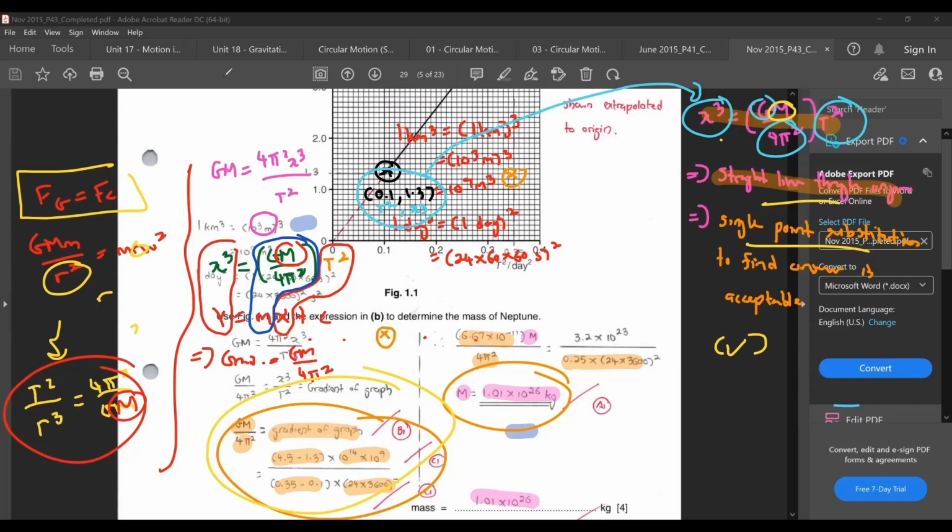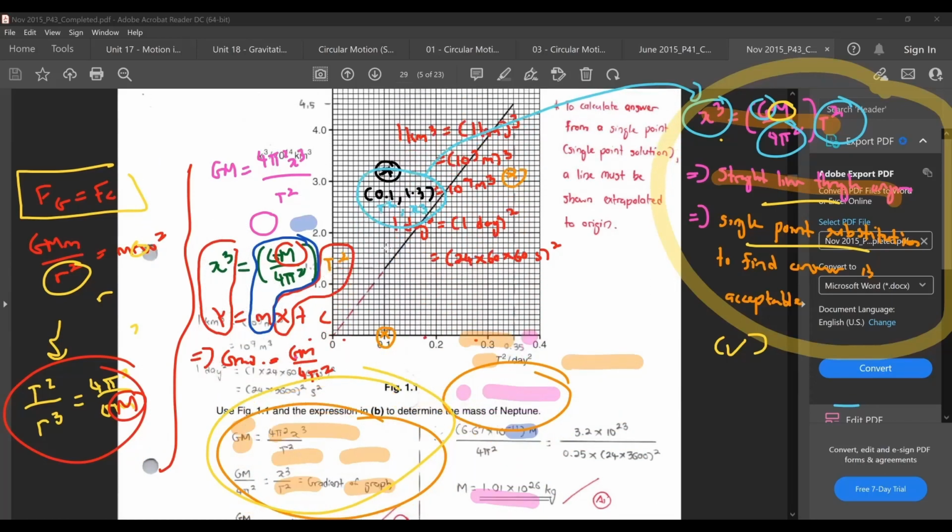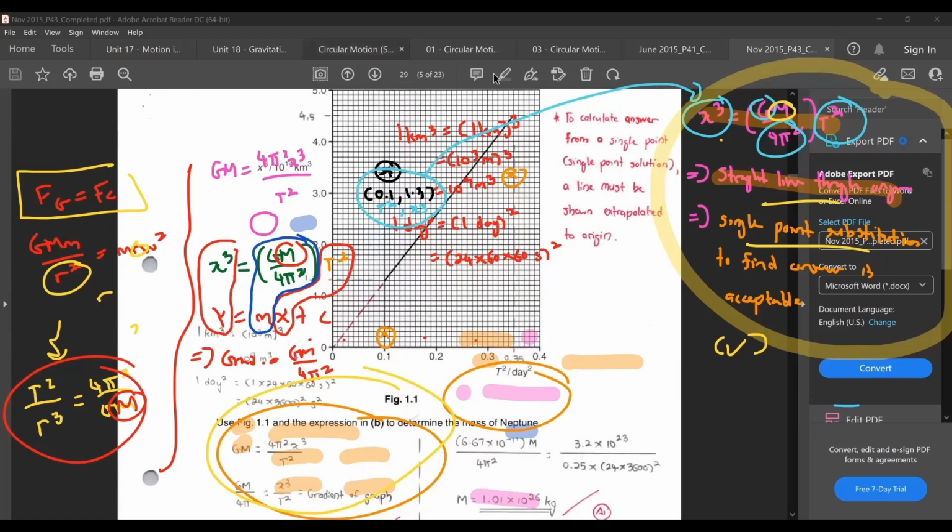All right, but what I'll just mention is that single point substitution more often than not is only for a straight line through origin. If your equation gives you a straight line through origin and you want to find some value out of it, just read one point, that one is okay. All right. Here, the marking scheme actually mentioned one other thing. They mentioned that if you're calculating the answer from a single point solution here, you need to specifically show a line that has been shown extrapolated through the origin.